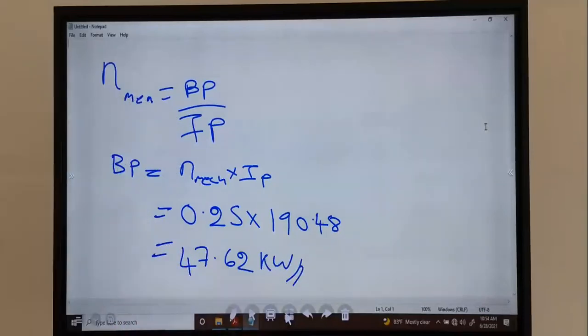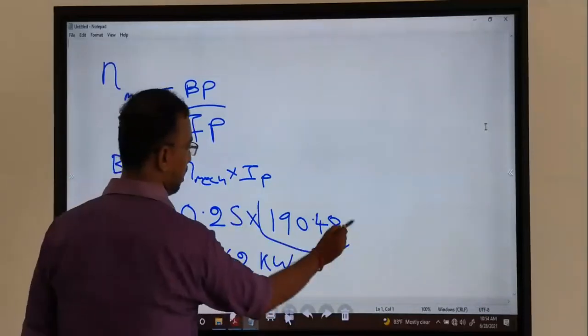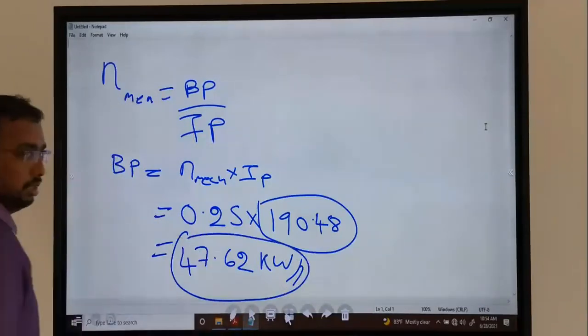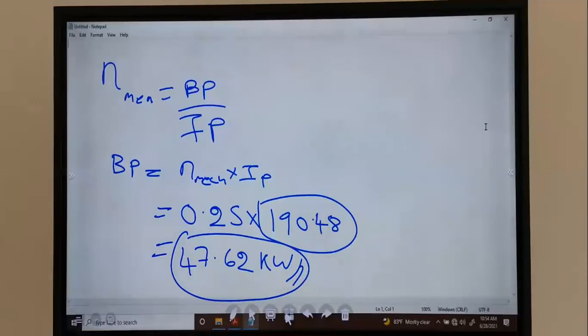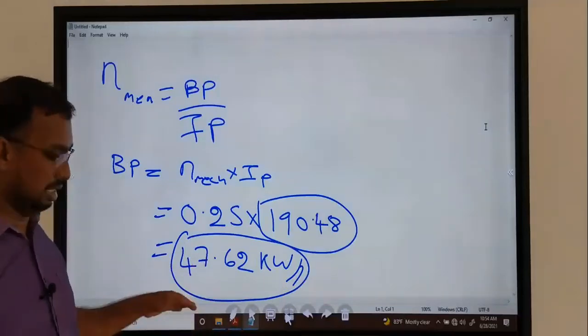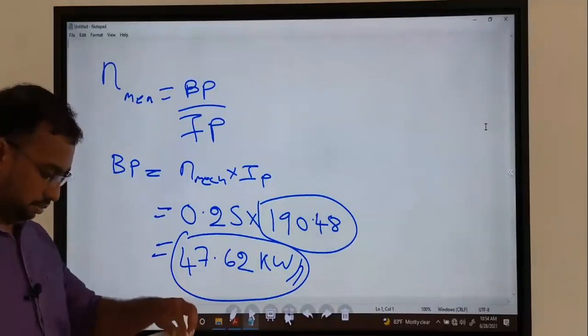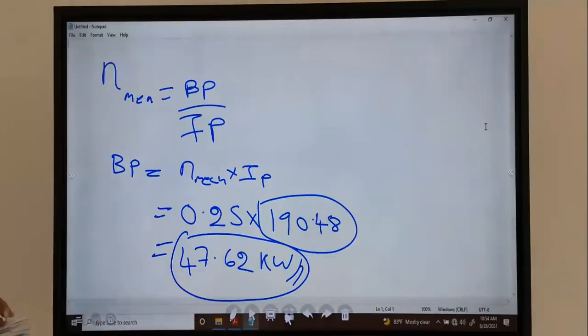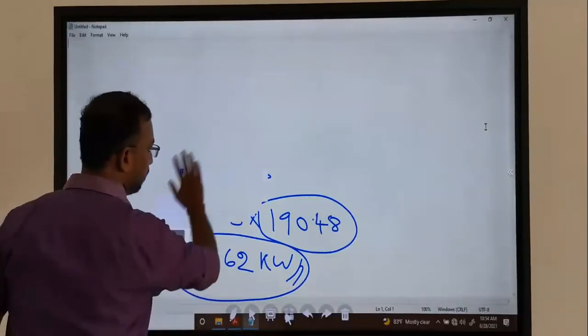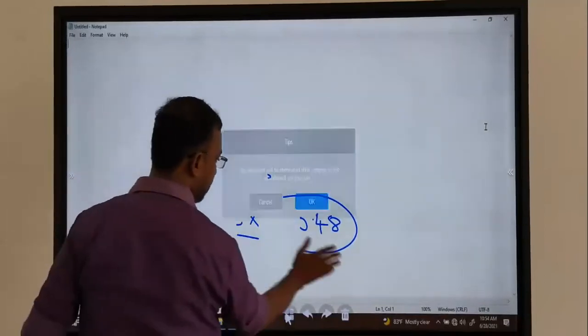So this is the indicator power, and this is the brake power. So the final power output will be 47.62 kilowatt in this engine. So now we know brake power and indicator power. So this is the second question.